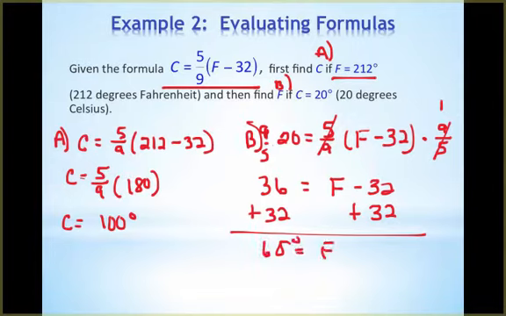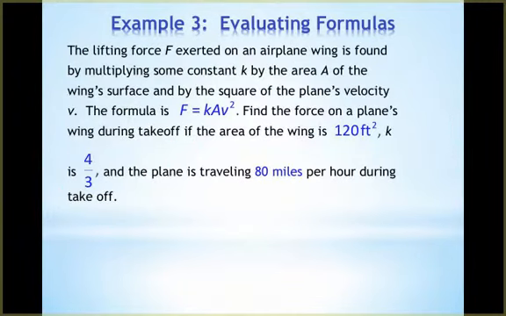So the Fahrenheit temperature would be 68 degrees. So if you're 20 degrees in Celsius, that's equivalent to 68 degrees in Fahrenheit. In example 3, we're going to look at a formula that involves the lifting force on an airplane wing.